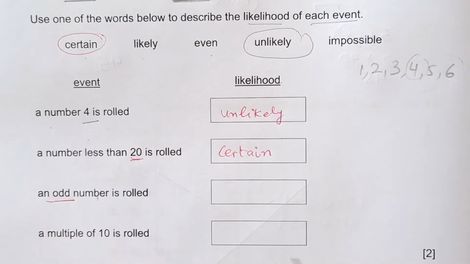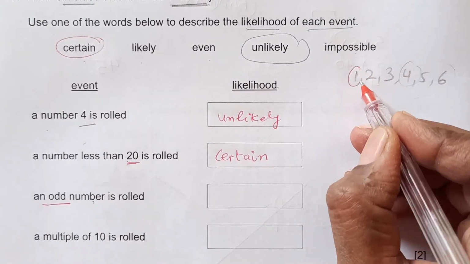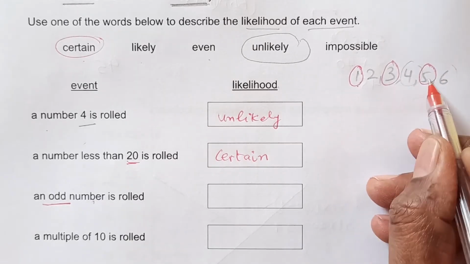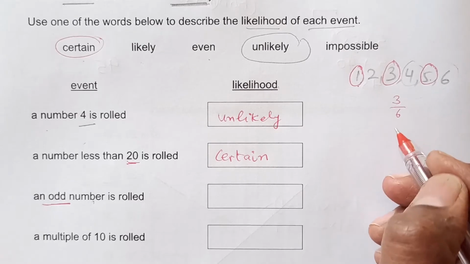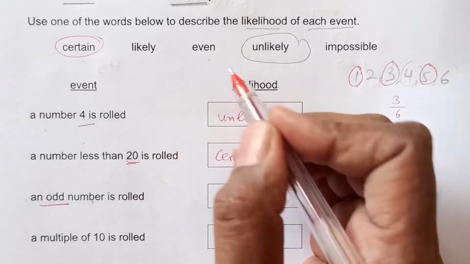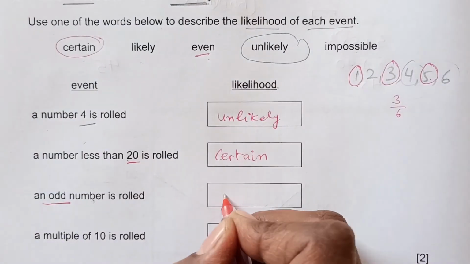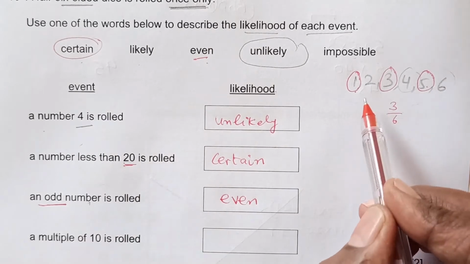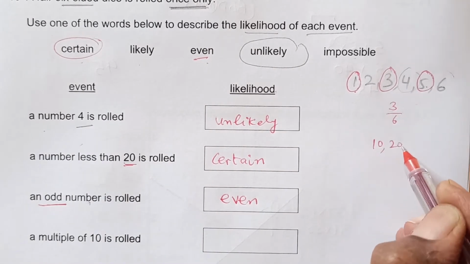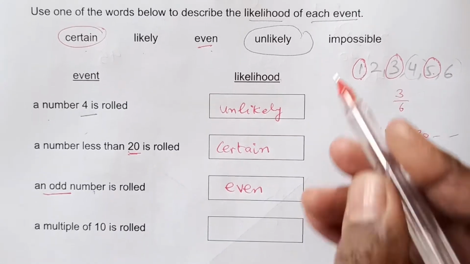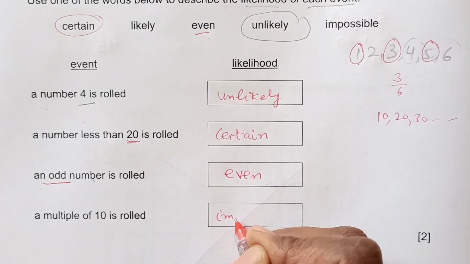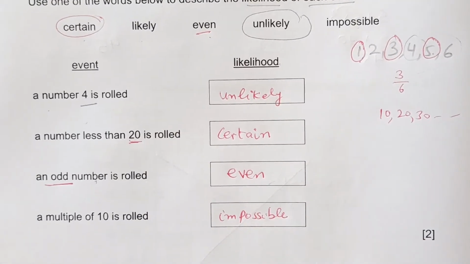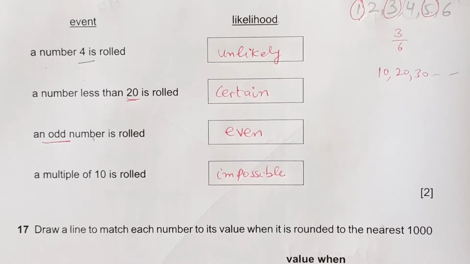An odd number is rolled. Odd numbers, how many of them are odd? 1, 3 and 5. These are odd, so they are 3 out of 6, which means half of them. So for an odd number rolled it is an even chance, so we are going to write even here. A multiple of 10 is rolled. Multiples of 10 will be 10, 20, 30, so none of them is a multiple, so we are going to write impossible here. So that's how you will complete this one. This will give you 2 marks.